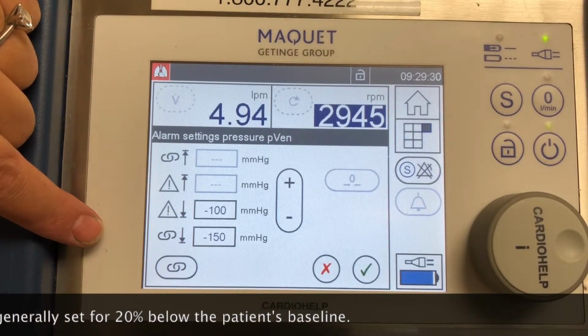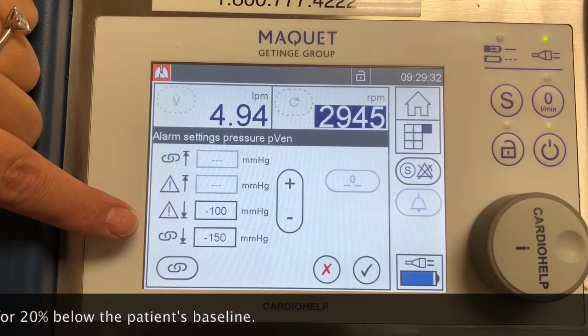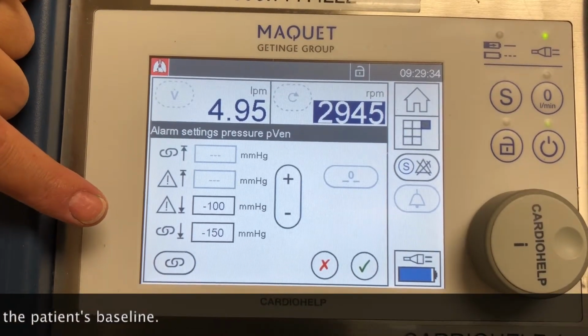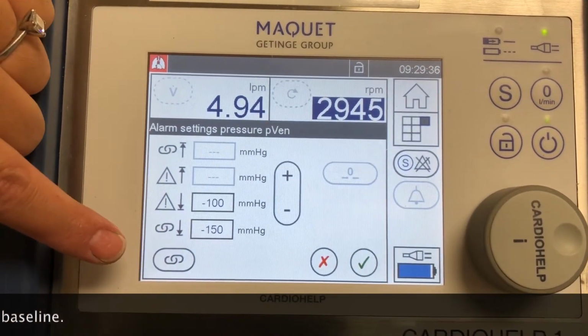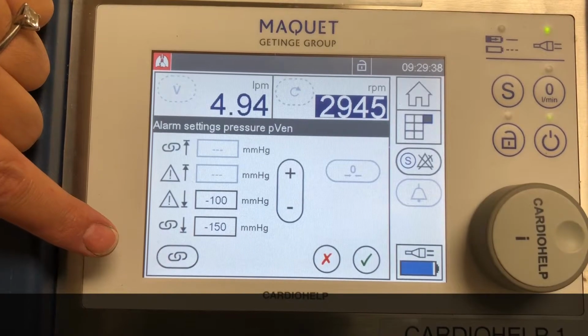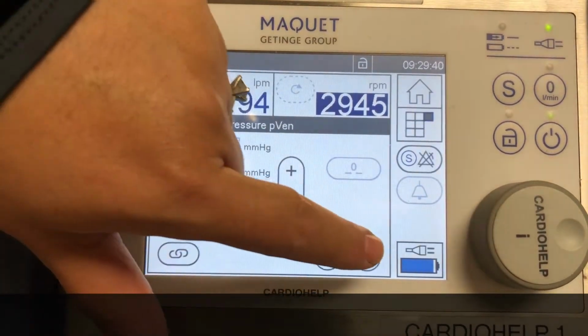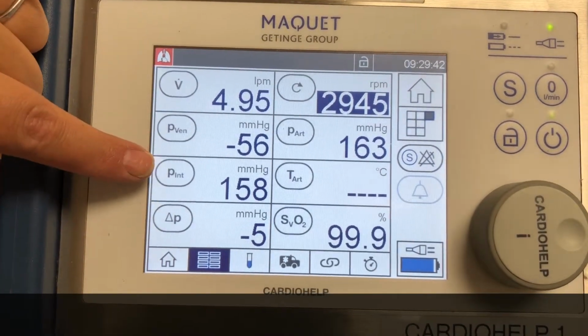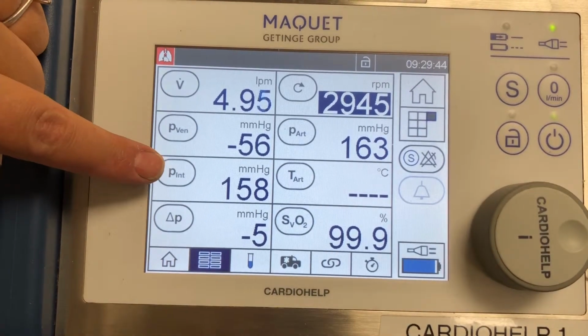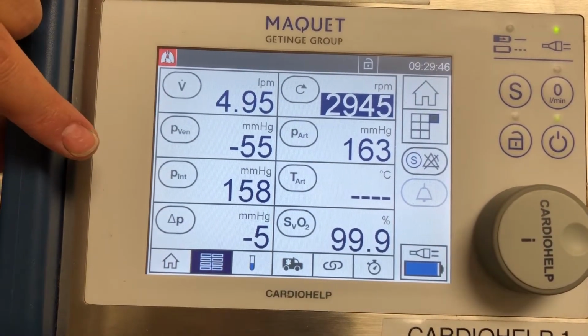So it is very important for you guys to set these values so you know when is the appropriate time to be notified. We'll go over how we can set these parameters later on when we're troubleshooting the venous. Then you have your inlet pressure. Most inlet pressures and arterial pressures are pretty much similar to one another.